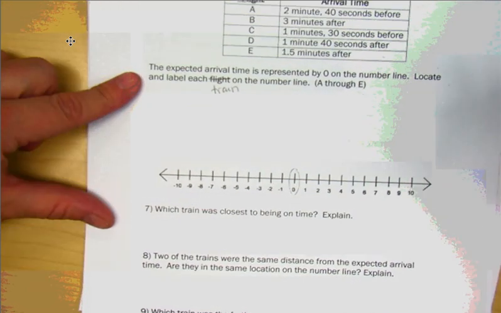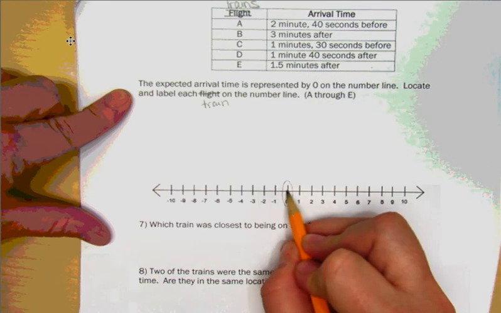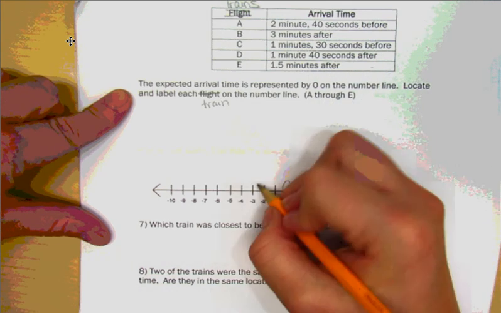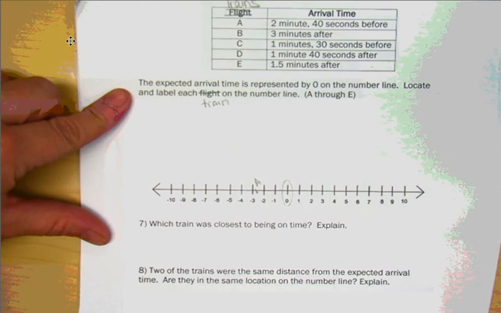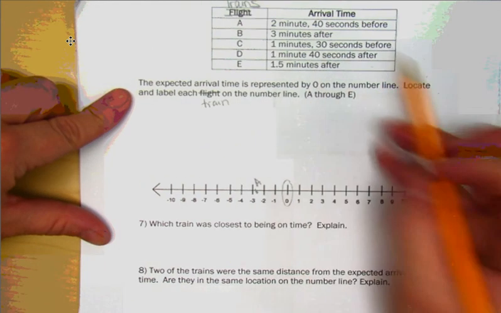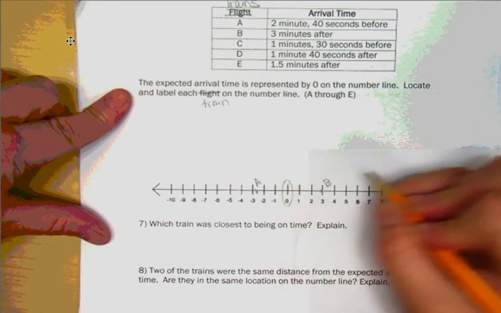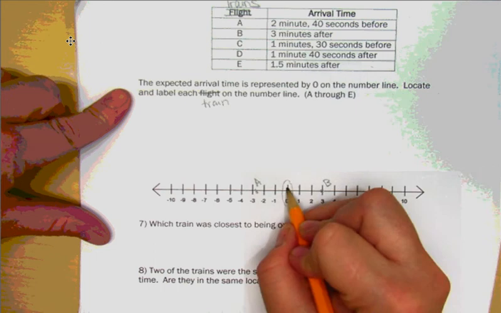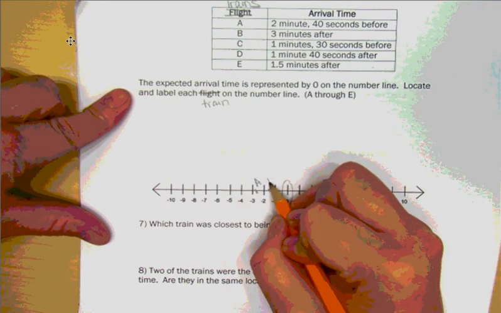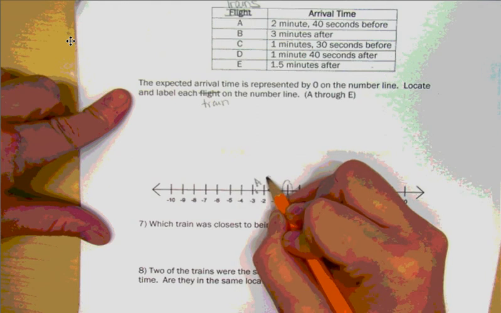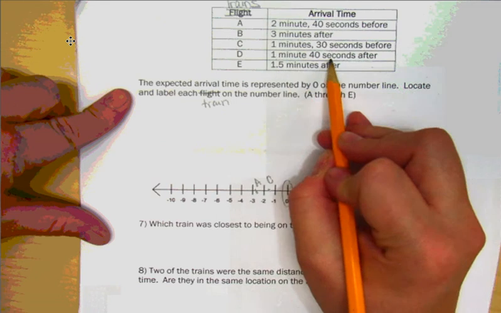So the first one I'm going to plot is 2 minutes and 40 seconds before the time. So 2 minutes and 40 seconds before the time, that's going to be A. The next one is 3 minutes after. So after 1, 2, 3, I'm going to plot that B. 1 minute, 30 seconds before. 1 minute, 30 seconds is half of a minute. So it's going to be right between -1 and -2. That'll be C.